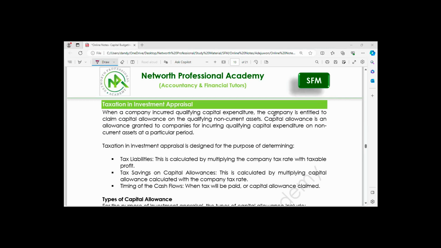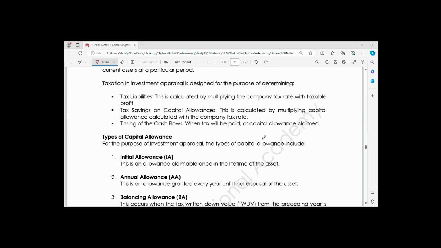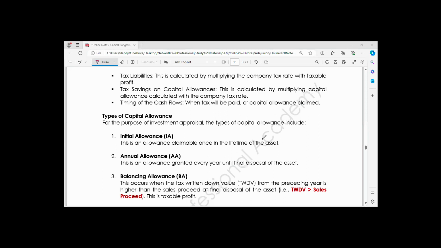Say, for example, you have an asset that has a tax written down value of 200 million naira.